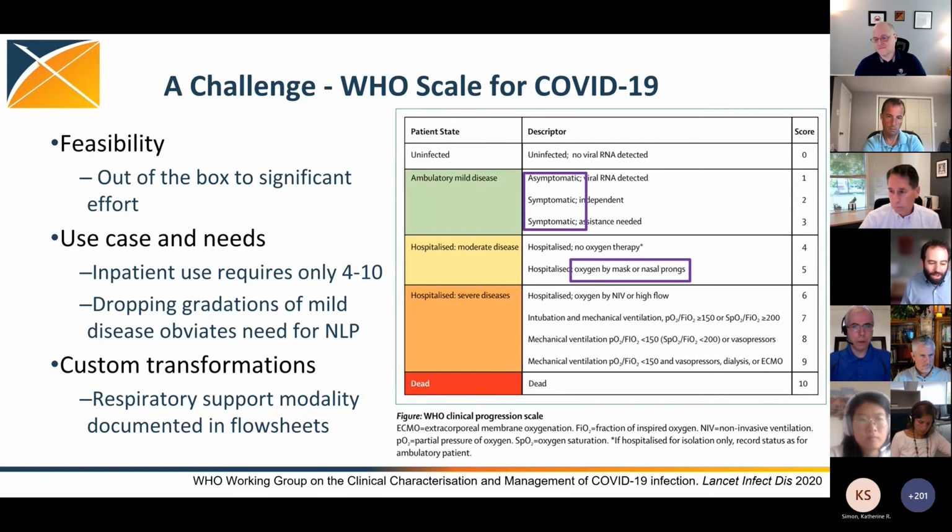Then it looks like we actually really do need to get the respiratory support modality, and that's documented in flow sheets, which is a challenge. So let's go look at that next.